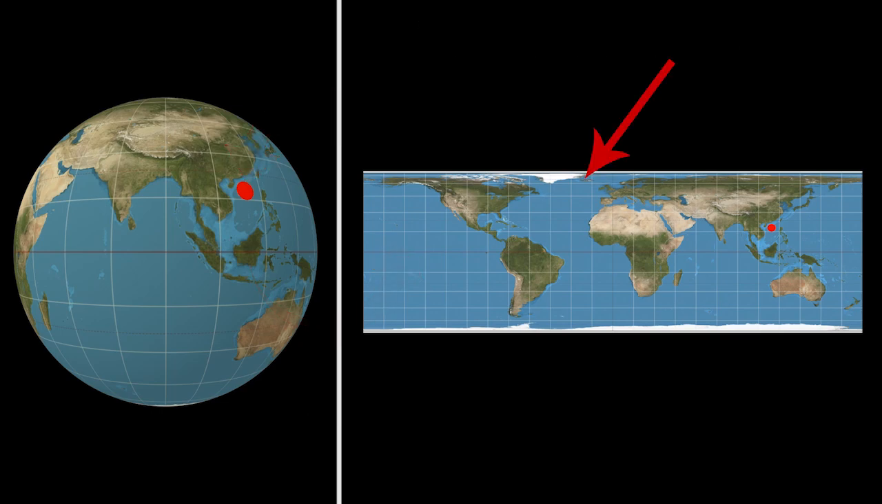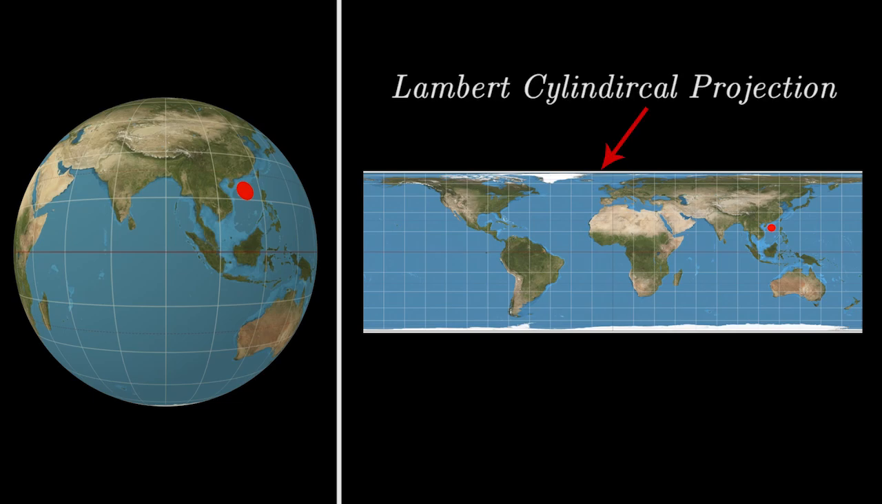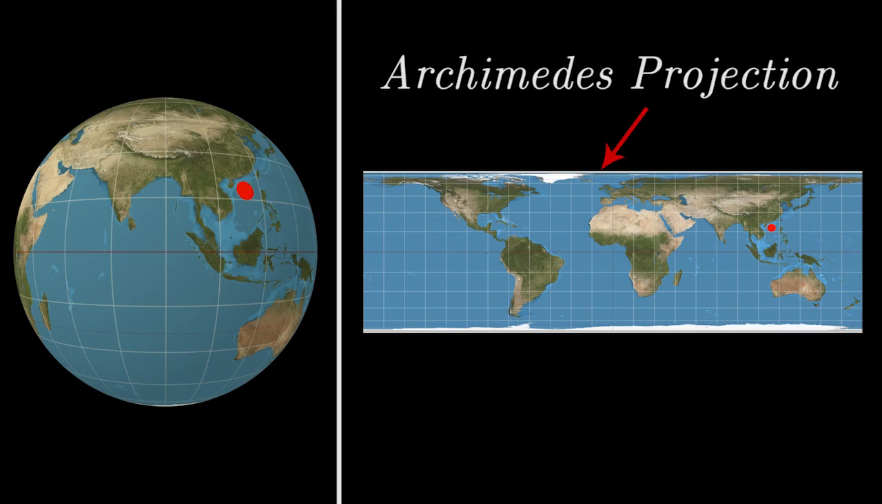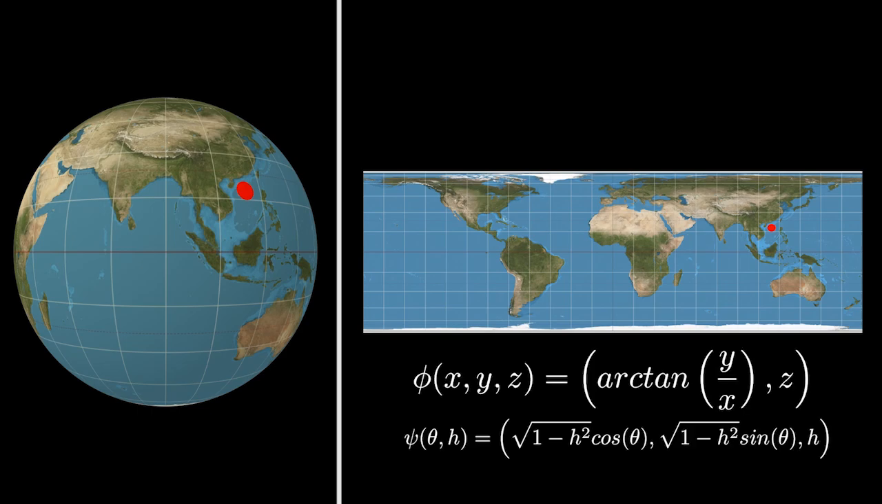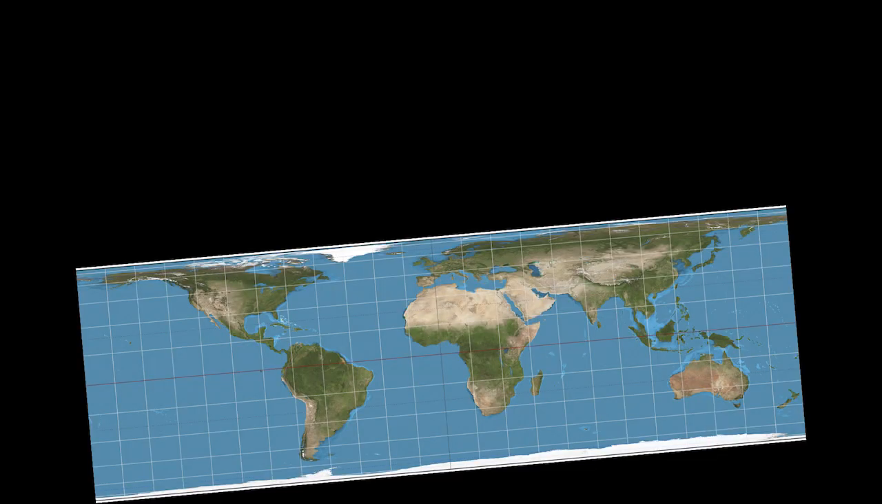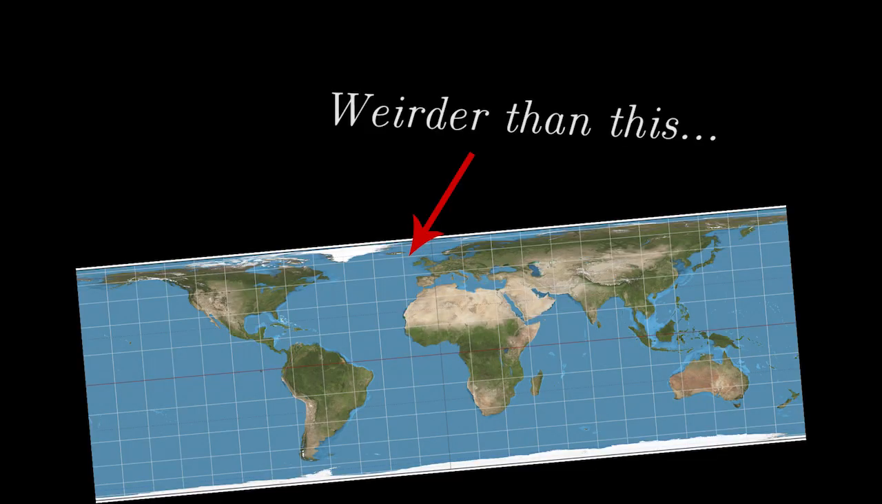You've seen many of these before. This, for example, is called the Lambert cylindrical projection, though some folks prefer to call it the Archimedes projection. The formulas of the chart and the parametrization are these, by the way. The path we take into the hyperbolic plane uses a map as a tool, but one that's weirder than this, in some ways at least.